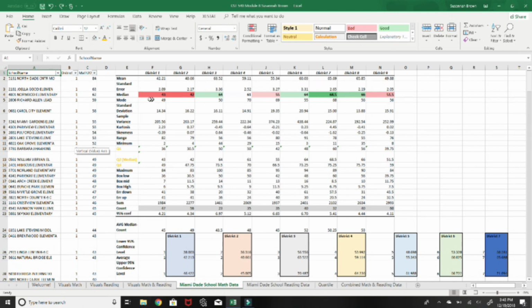What we're going to go over are the median scores, the interquartile ranges. We are going to use a little bit of the box low, mid, high, the error down, up, and the count, as well as the 95% confidence interval right here. So the first thing we're going to look at is the median.